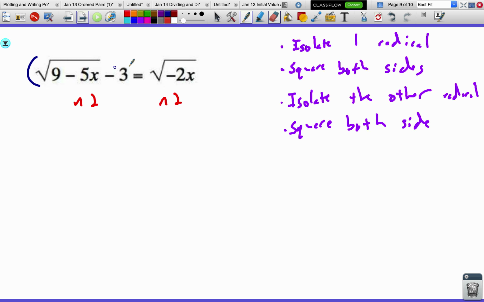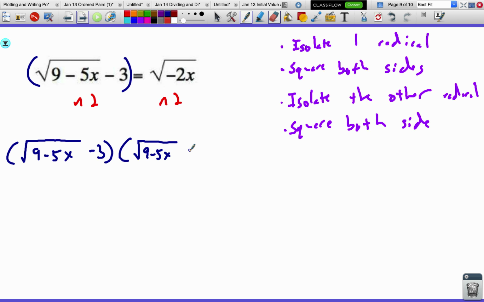But on this side, imagine a set of parentheses around this. When I square this, it means take the entire base and multiply it by itself. So it's actually going to get pretty big. It becomes the square root of 9 minus 5x minus 3 times that whole thing again, because it's being squared. And we're going to pick up some extra terms, because we're not allowed to just distribute our squared. And then on this side, it just becomes a negative 2x.